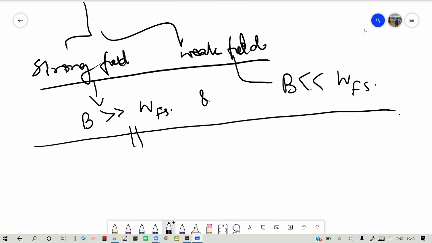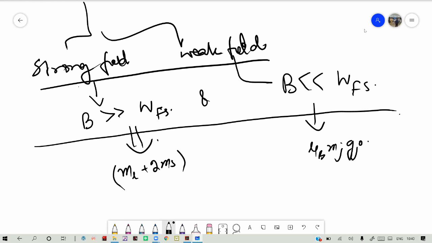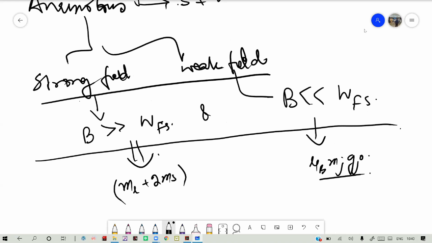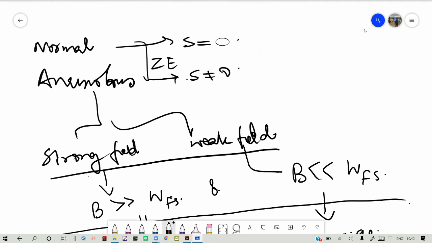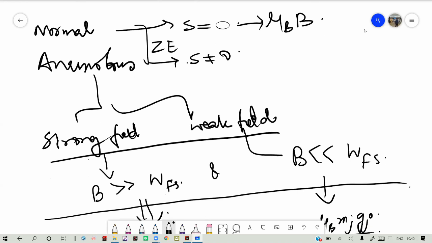So this gave us the component ML plus 2ms shift. This gave the component mu B GJ. Okay, GJ. And this was simply mu B B for the normal case. Just to remind of all those.